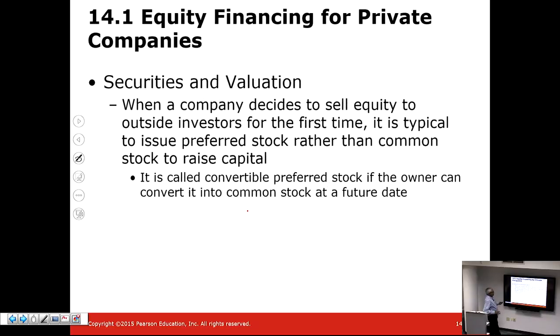After all of that is done, then the company may decide to sell equity to outside investors for the first time. This is usually done through common stock, but it is often done by issuing preferred stock first, and then at a later stage, converting those preferred stock into common stock.